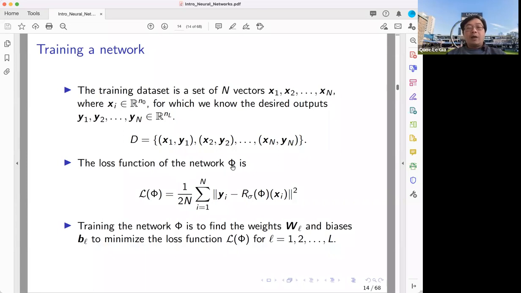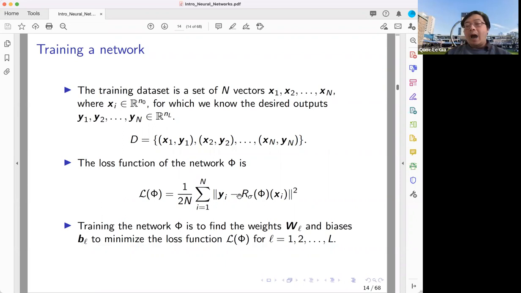And now you define the loss function of the network to be the L2 norm of the difference between the correct output yi and the output computed by the neural network given the input xi with the activation sigma. You square the norm, sum over all of them, and take the average, 1 over 2n. So we get a loss function.